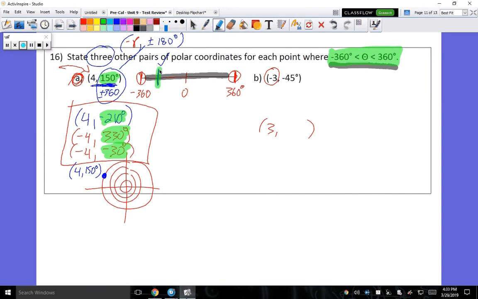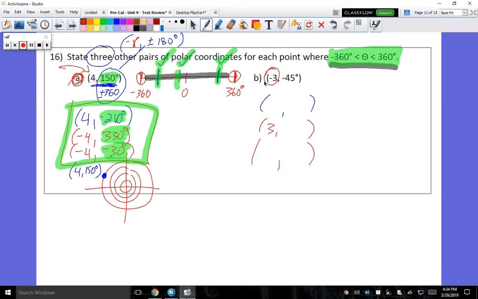We said negative 210 was here, that worked. 330 would be here, that works, and negative 30 would be here, and that works. So if you have to do this, by all means do so, or just memorize the rules for the other ways and forms you could show these points. Alright, so we have 3 other points for part B.